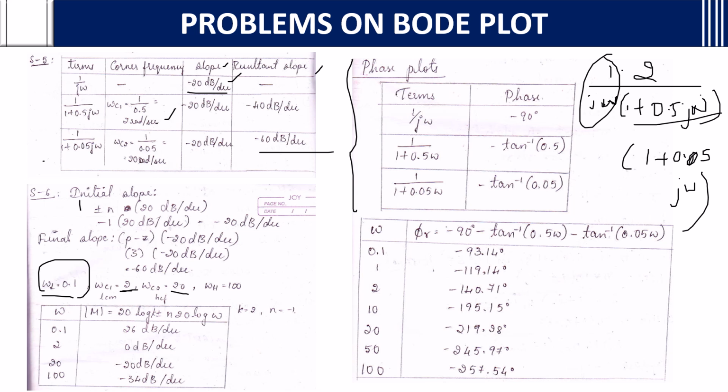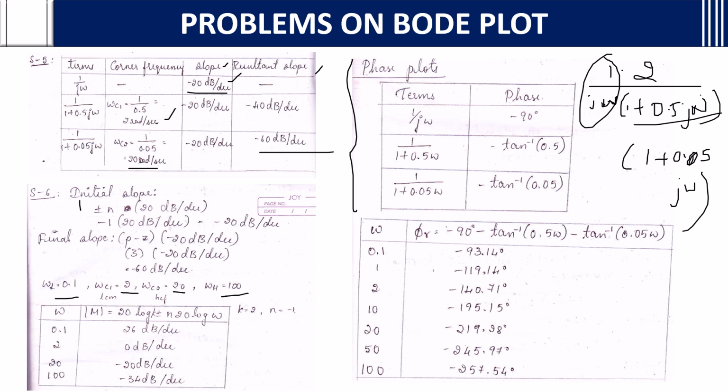Then what you have here? 2, so take 2. Then you have 20, so take 20 as the third point, and last you can take 100. It is written as 0.1, 1, 10, 100, like that you are going to give. As here it is 0.1, 2, 20 and 100 you will take.